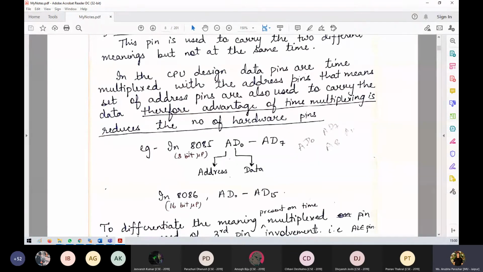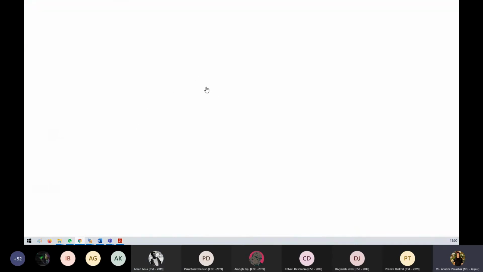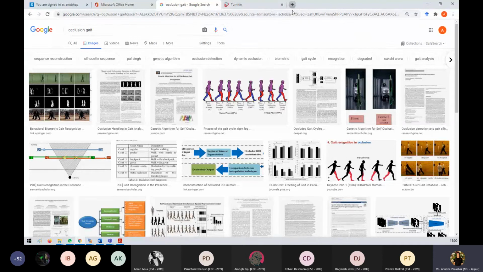Suppose the microprocessor is generating a request to get data from the memory, then the address bus will be enabled. Yes, ma'am, the pins you are talking about, do you mean the physical pins of the CPU? Yes, the physical pins of the CPU. I'll show you something. In a microprocessor, you can find the IC pins.